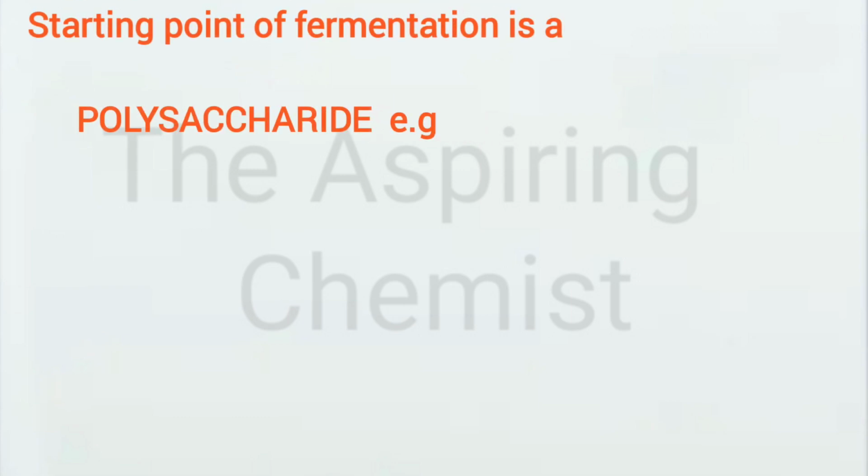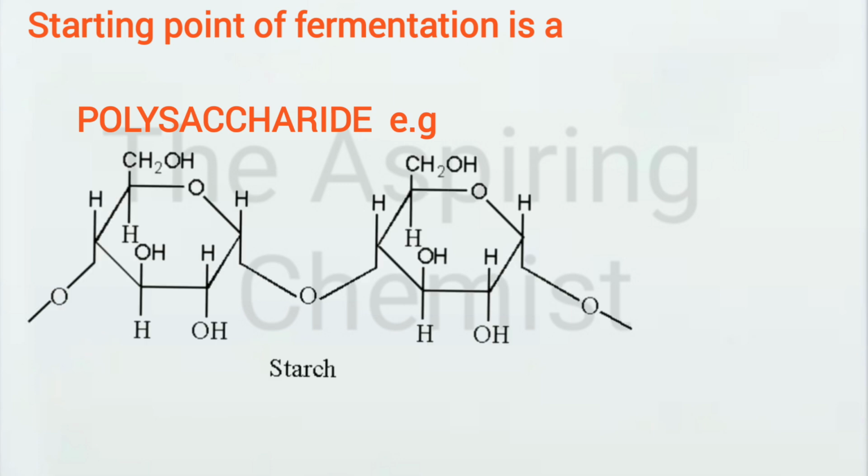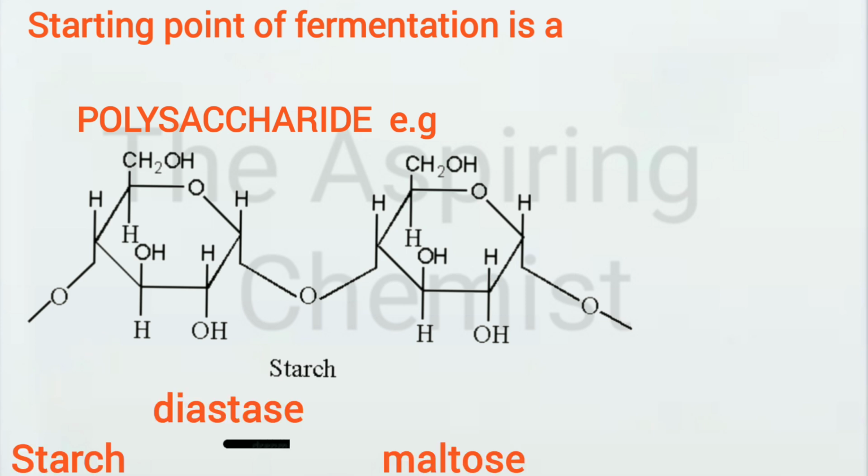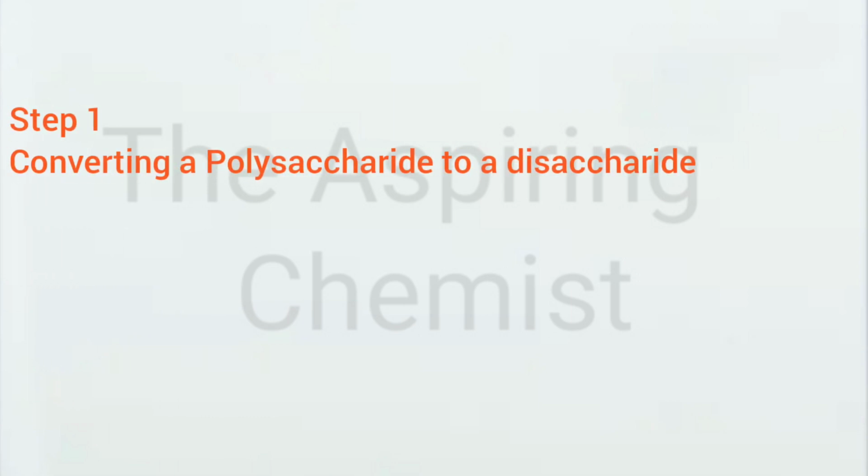Now, I'd like us to know that every and all fermentation starts with a polysaccharide, like for example, starch. Then this starch, being the beginner of the fermentation process, is broken down by an enzyme called diastase to form maltase. And that's because this enzyme called diastase is found in the food malt. And as a result, it breaks down starch and forms maltose. And maltose is a disaccharide. So the first step involves breaking down the polysaccharide into a disaccharide.